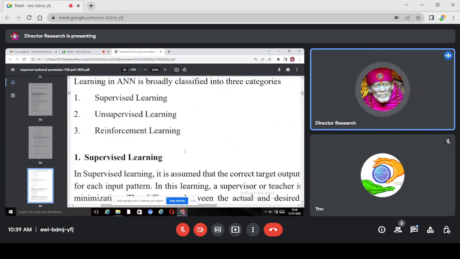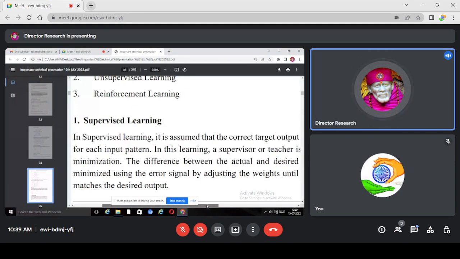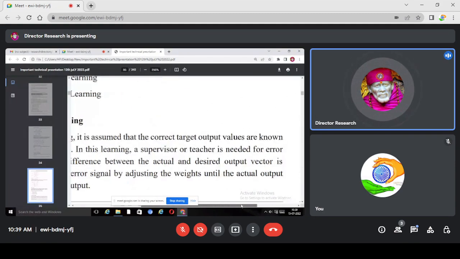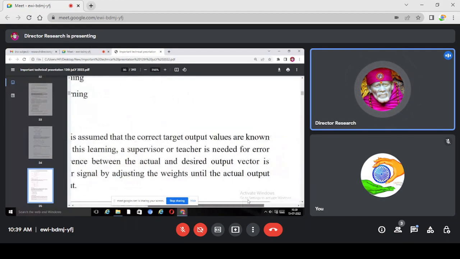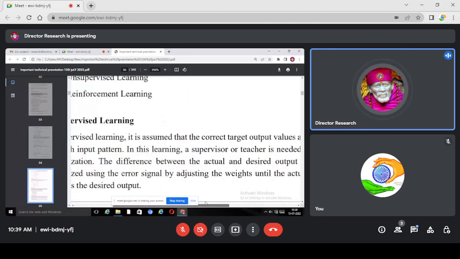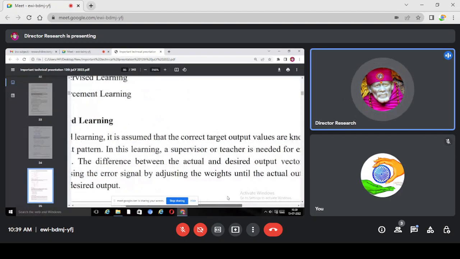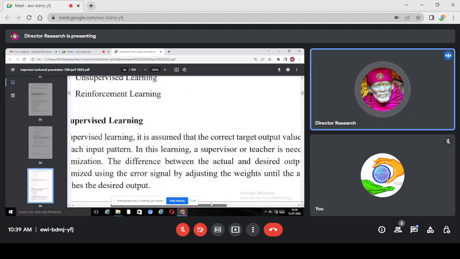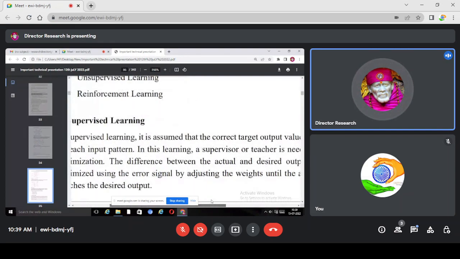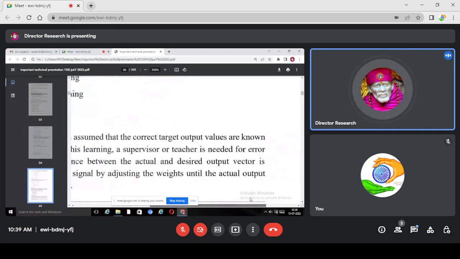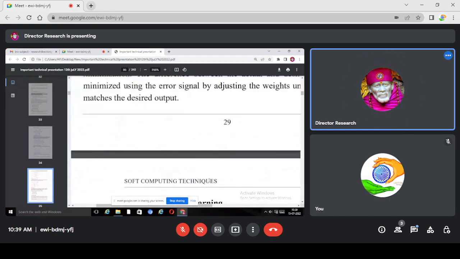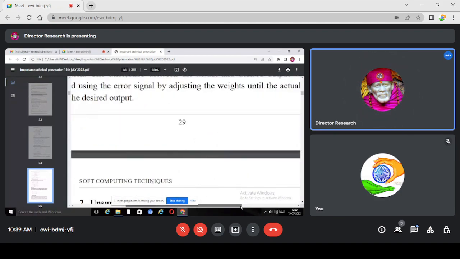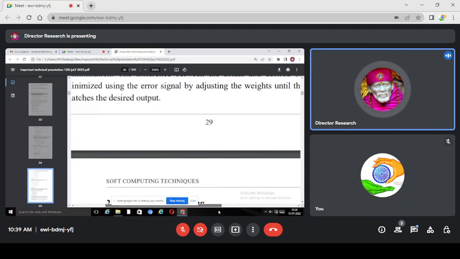Supervised learning. What is supervised learning? In supervised learning, it is assumed that the correct target output values are known for each input pattern. In this learning, a supervisor or a teacher is needed for error minimization. The difference between the actual and desired output vector is minimized using the error signal by adjusting the weights until the actual output matches the desired output.